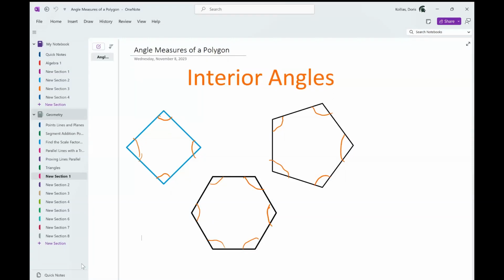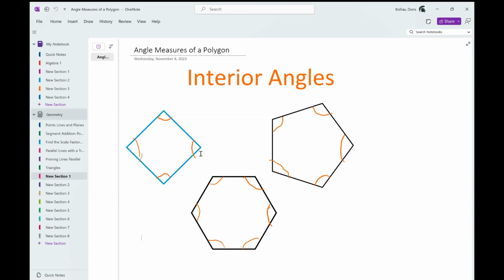Hi, everyone. We are currently reviewing the concept of interior angles within a polygon and how to find their angle measures. First, let's make sure that we understand interior angles and what they are. So any polygon is a multi-sided shape that I'm looking at here on the screen. I've got a quadrilateral, a pentagon, a hexagon. It's a many-sided shape. So anything from three sides and up is considered a polygon.